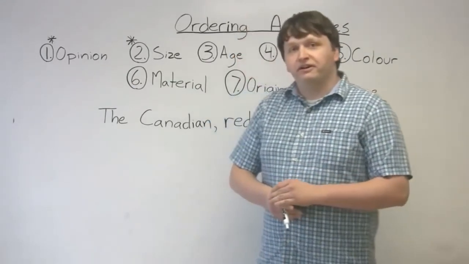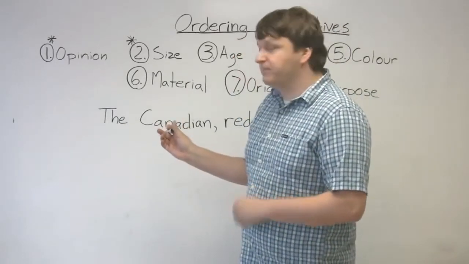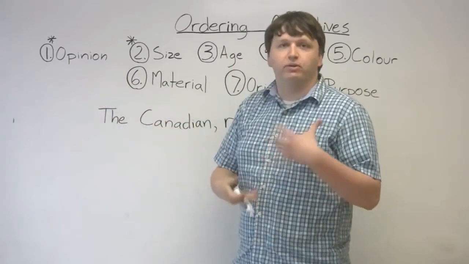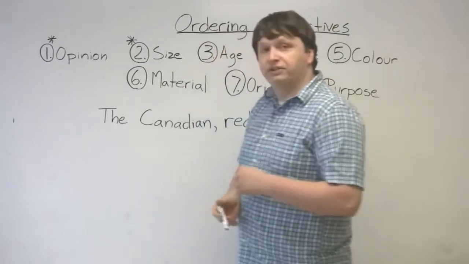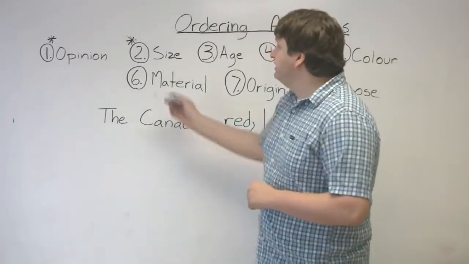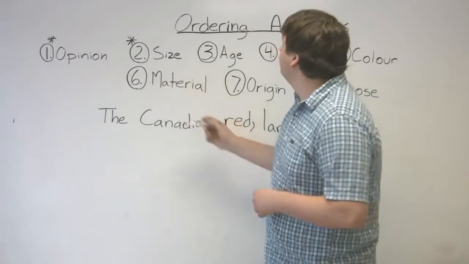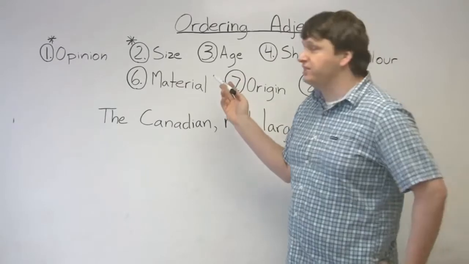Okay, so first of all, when you're trying to describe something, you would have your opinion first. So if you think something is ugly or pretty or nice, it would be the first thing that you would say when you're trying to describe a noun. Secondly, you would choose the size. So big, large. Thirdly is age, how old it is. Is it old, new?